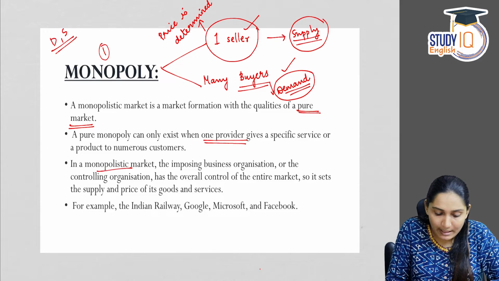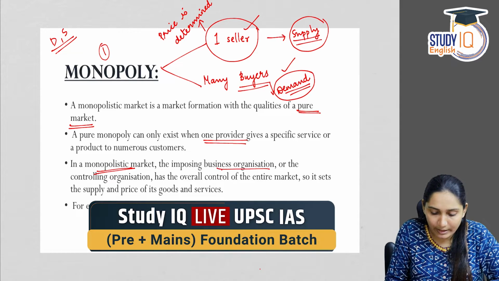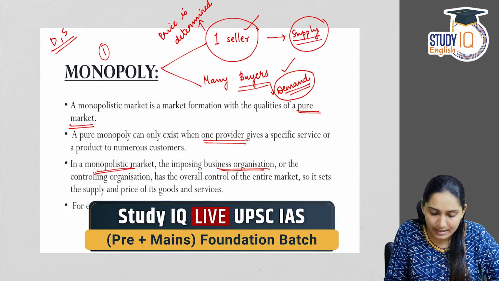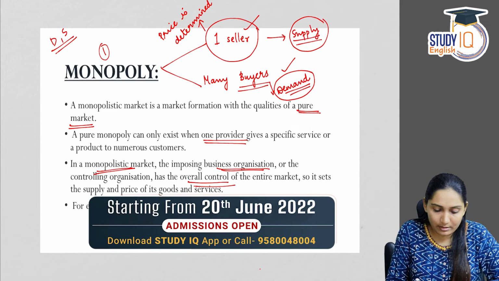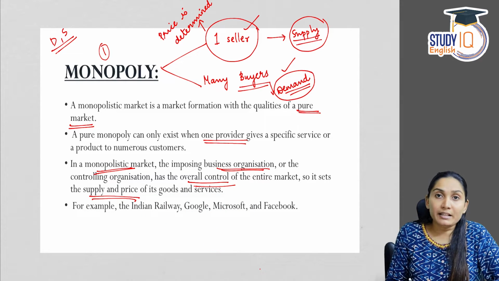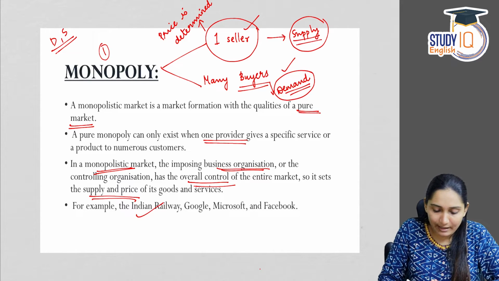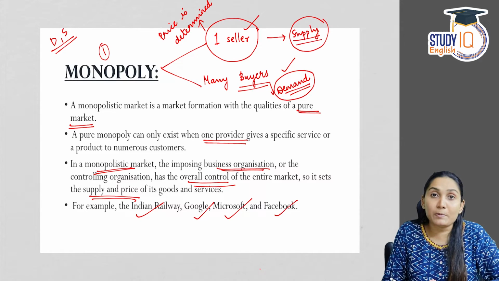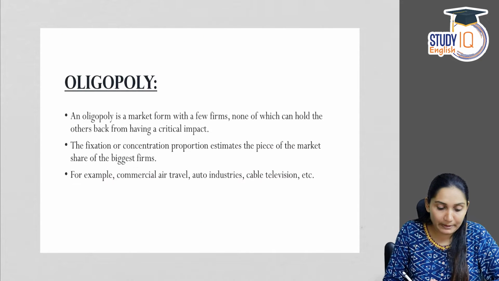In a monopolistic market, the imposing business organization or the controlling organization has the overall control of the entire market. So it sets the supply and price. That's what we said. They determine the supply and also the price. Examples: Indian Railway, Google, Microsoft, Facebook. All these are examples of monopoly.